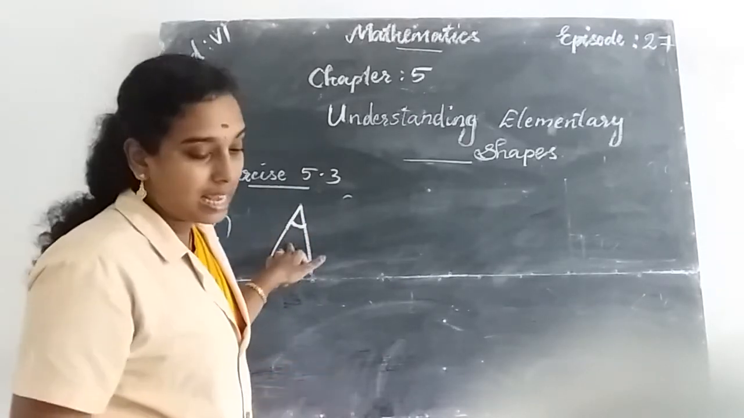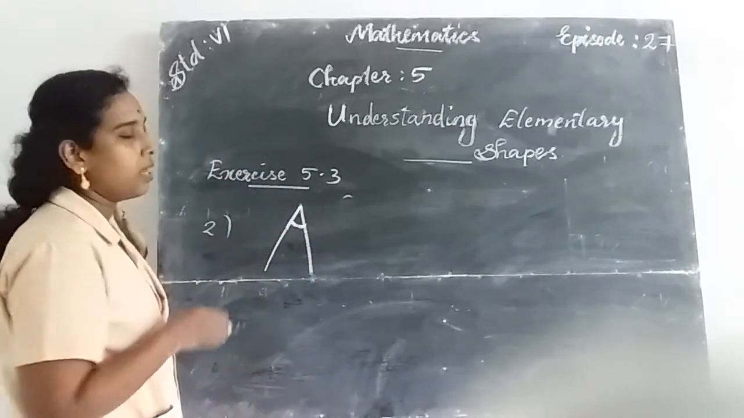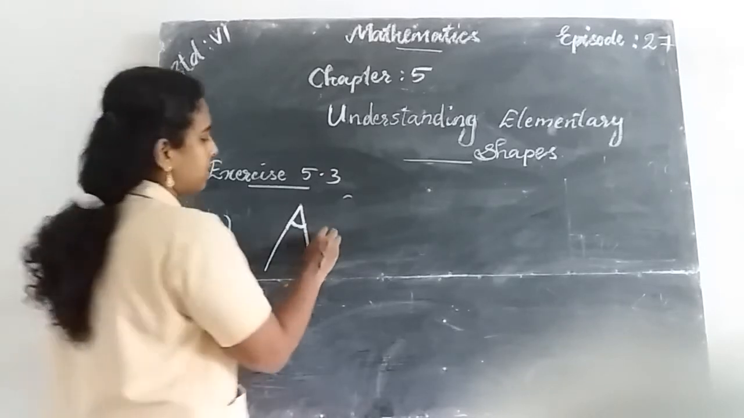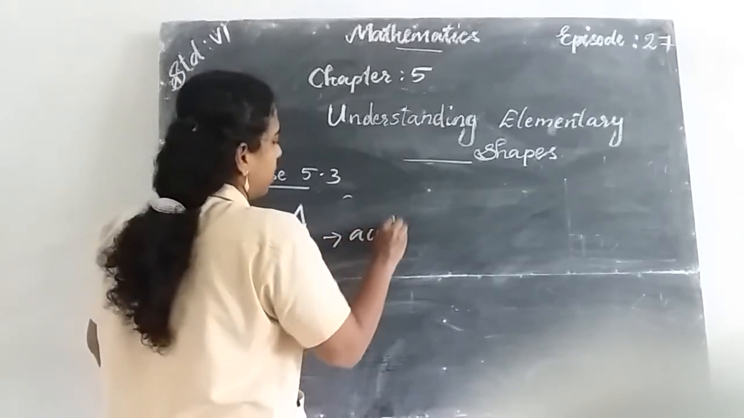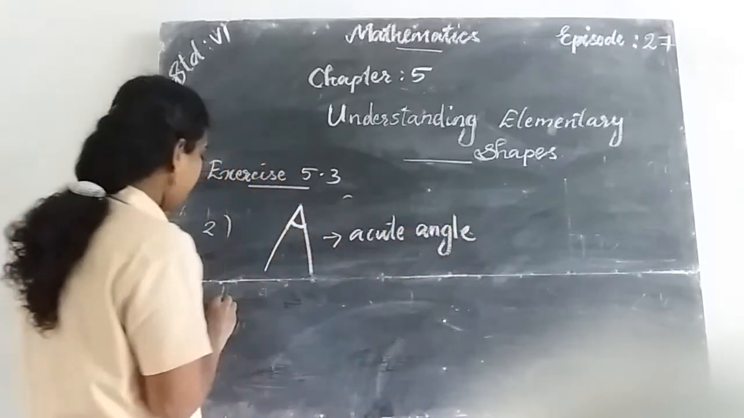And this is an angle less than 90 degrees. We can also see that the angle is less than 90 degrees, and an angle less than 90 degrees is known as an acute angle. So this is an acute angle. And the second question, B.